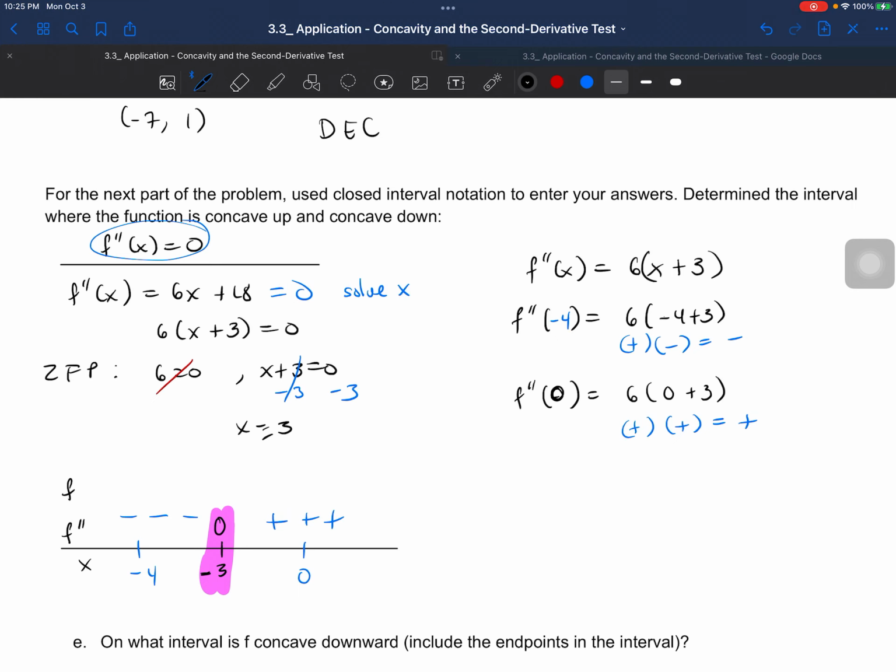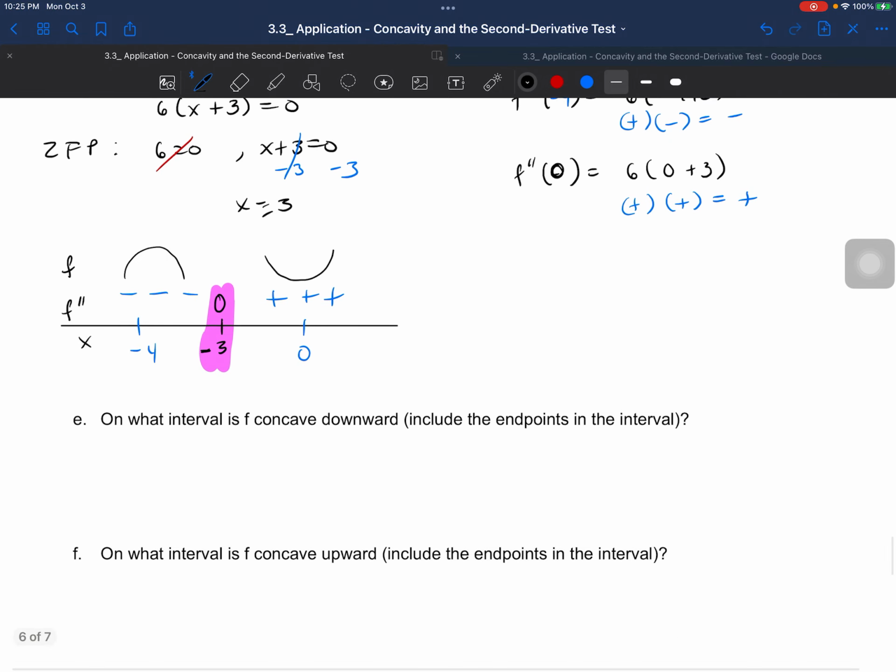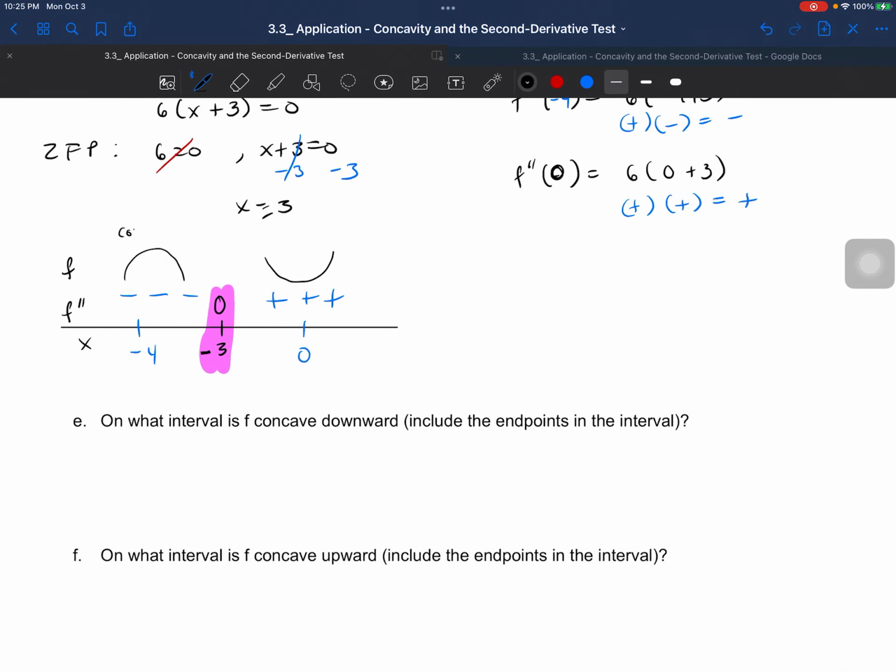So how does this translate to the function? Well, remember what it says, right? Negative means sad face. Positive means happy face, right? So this is how the function is behaving, in a general way, we can guess, right? So that means it is concave down and concave up on this side of the interval.